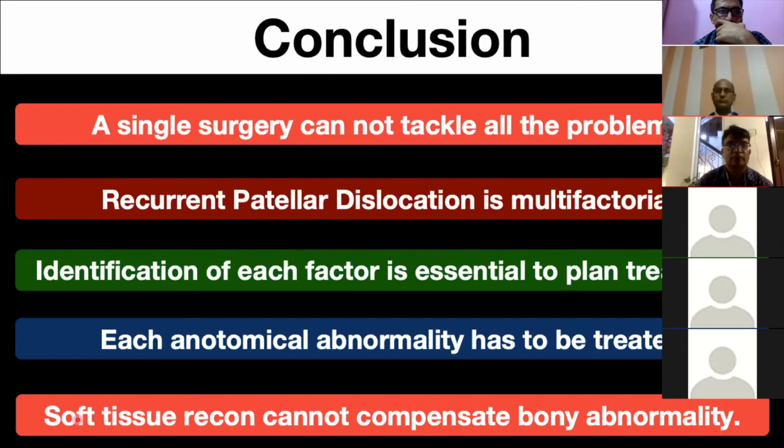And the most important point is that soft tissue reconstruction cannot compensate for bony abnormality. If there is a bony abnormality, the soft tissue component is not going to hold your patella in place. It is going to fail after some time. So it is of utmost importance to identify the bony abnormality, and exclude the bony abnormality before you take on a soft tissue procedure.